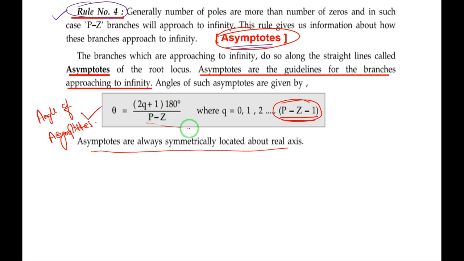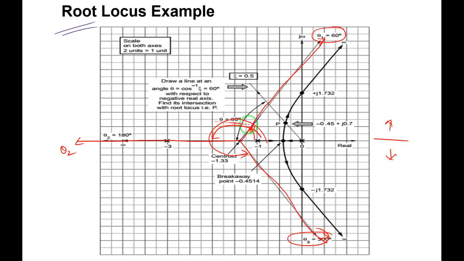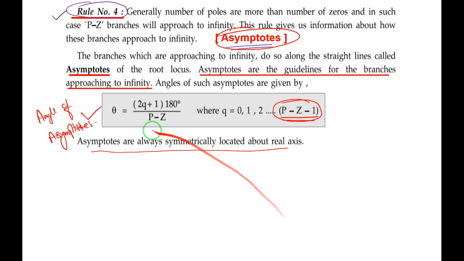Right? That is the denominator. And I had shown you the angles here. Theta 1 is 60 degrees, theta 2 is 180 degrees, theta 3 is 300 degrees. I have calculated these by using this formula only, right? So we will see one numerical based on this next.